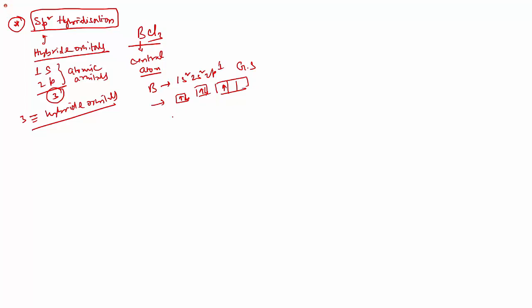In case of the excited state electronic configuration, it will be like this: 2s1 and 2p2. Here, if you see, in the ground state there is one unpaired electron, but in the excited state there are three unpaired electrons.